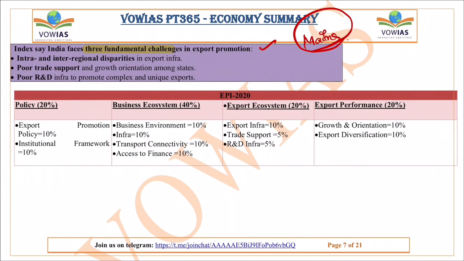The first one is the intra-regional and inter-regional disparities in terms of exports. So there are disparities between different states. Even within the states, there is disparity between the different districts. For example, in Maharashtra, if you take Pune and Mumbai, all these districts and cities are very much developed.